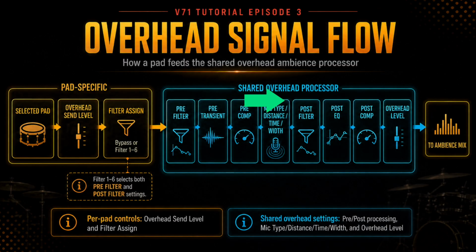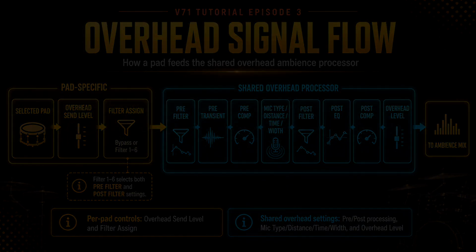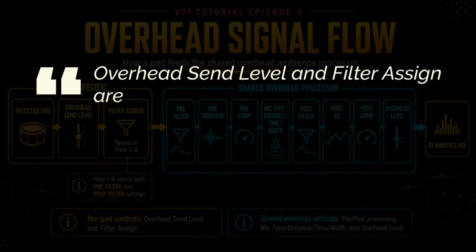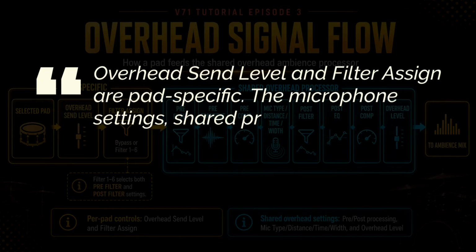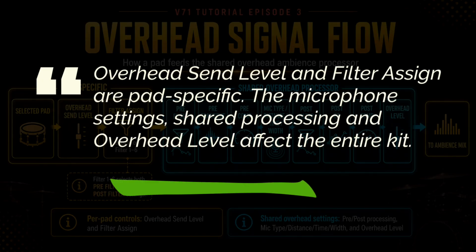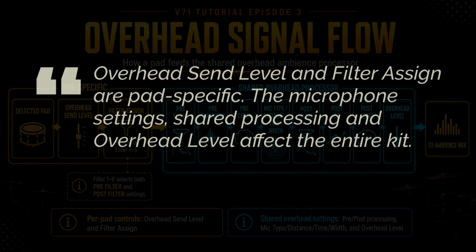After the microphone stage, the signal moves through the post filter. The signal then passes through the post EQ and post compressor. Finally, overhead level controls how loudly the completed overhead return is added to the ambience mix. Overhead send level and filter assign are pad specific. The microphone settings, shared processing, and overhead level affect the entire kit.